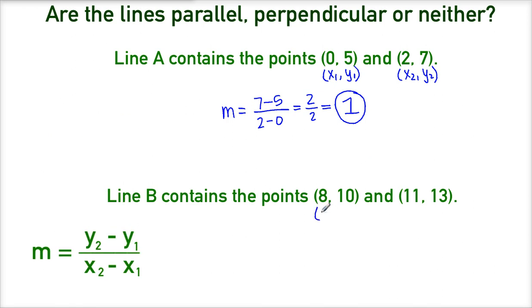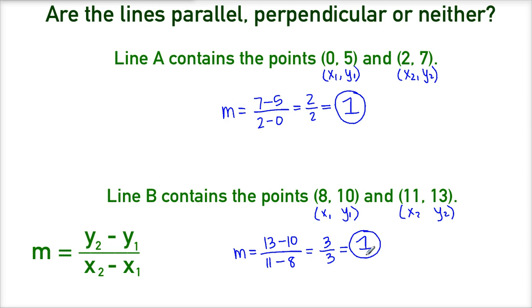So label the points as x1, y1, and x2, y2. And plug them into the slope formula. So we do y2 minus y1, 13 minus 10. And on the bottom, x2 minus x1, 11 minus 8. Okay, 13 minus 10 is 3, 11 minus 8 is also 3, and 3 divided by 3 is 1. So the slope of line B is 1. So, are these lines parallel, perpendicular, or neither? They are parallel. They have the exact same slope. So that means they're parallel.